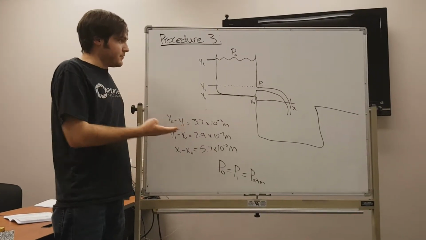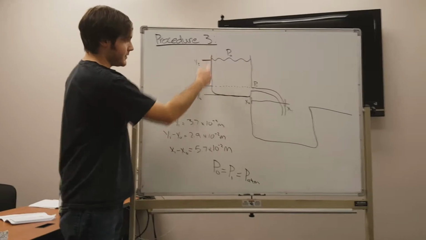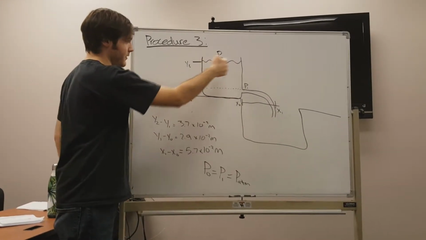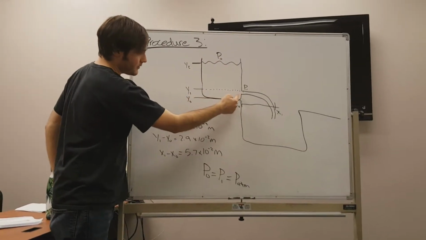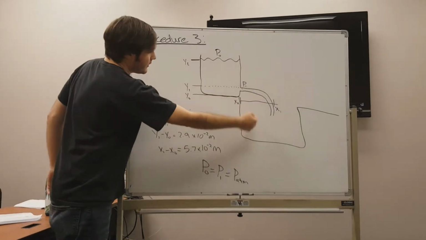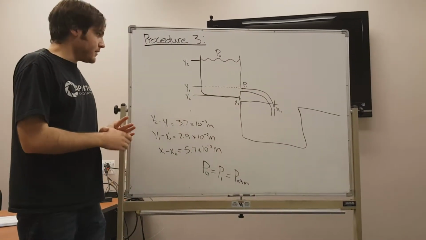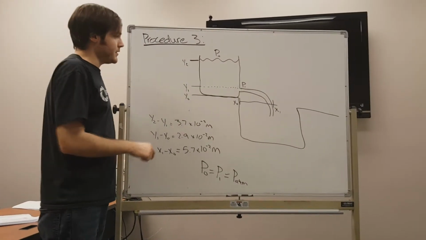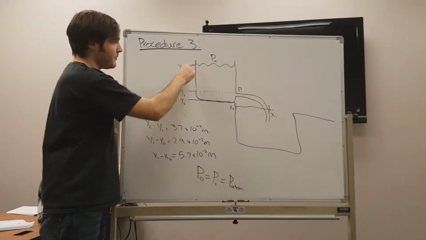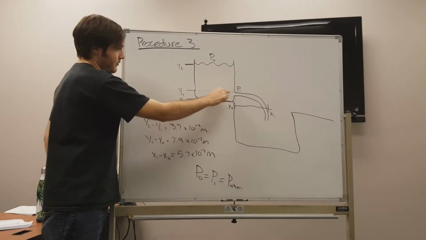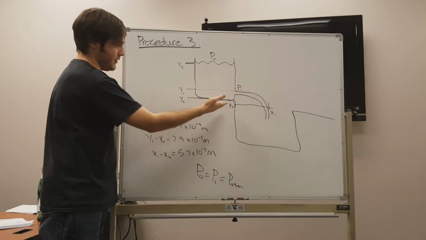So, our apparatus essentially looked like this. We had this container filled with water. We had this little hole here where the water could shoot out and drain into the sink. The things that we measured here was the distance between the top of the water and this little hole here where this thing was sitting.